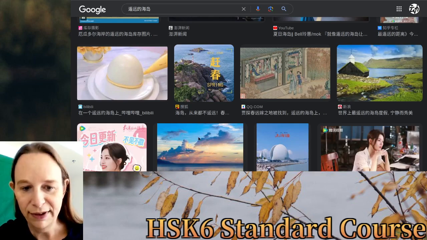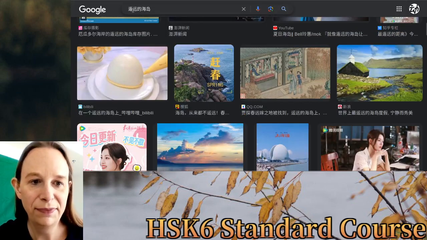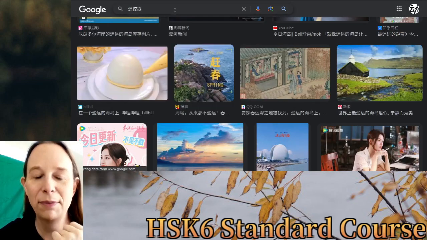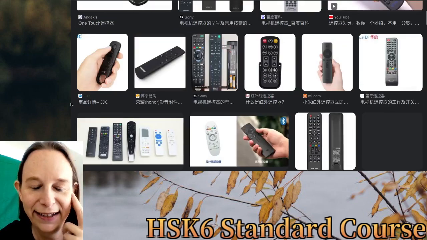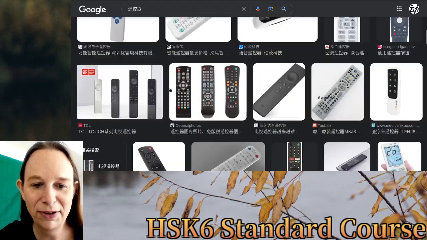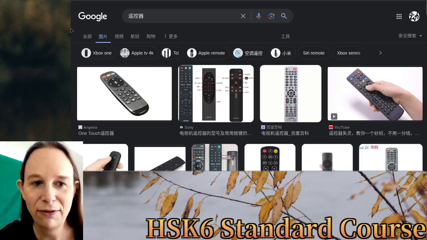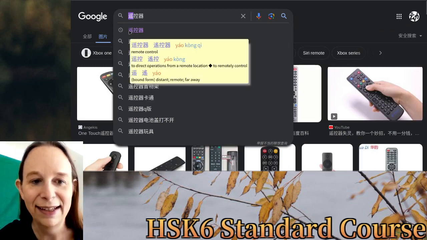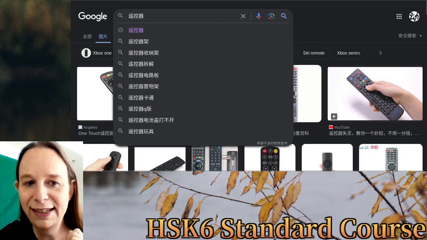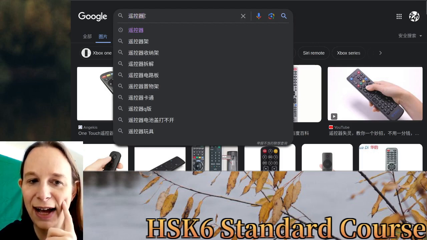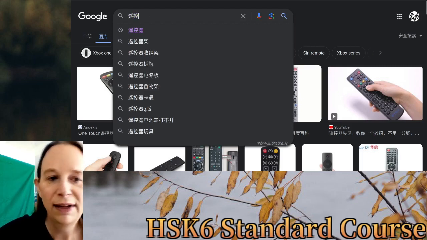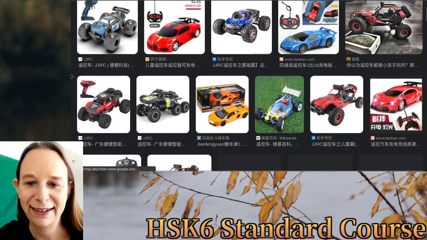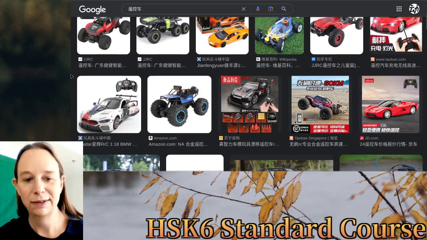Right? 遥远. So this 遥, you see it in 遥控器. 遥控器 is your remote control. So maybe for your TV or air conditioner or whatever people do with remotes these days. 遥, it's second tone, is it? Let me get this right. Yeah, second tone. 遥控. So distant controlled device. And the other one was 遥控车. Remote control car. Yeah, okay.